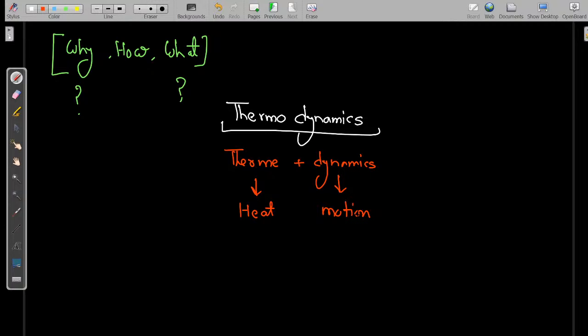Dynamics doesn't mean only motion. It means motion in which we are considering the forces also. Okay. So basically, we can say that thermodynamics is the science of flow of heat.